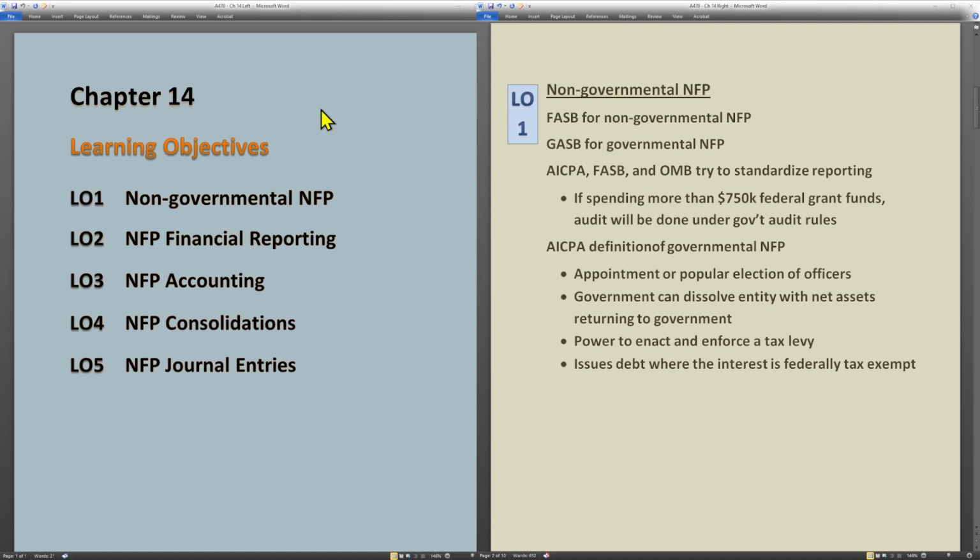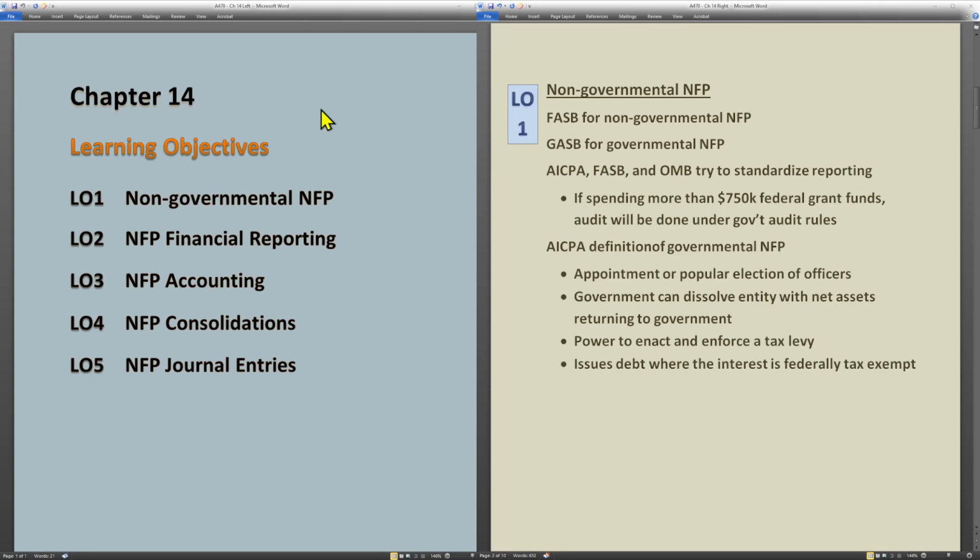So what is the AICPA definition of a governmental not-for-profit? If the people in charge of your NFP are appointed by elected officials, or they're actually elected officials elected by popular election, or if the government can dissolve this not-for-profit and whatever assets the not-for-profit has get returned to the government, that would be considered a governmental not-for-profit.